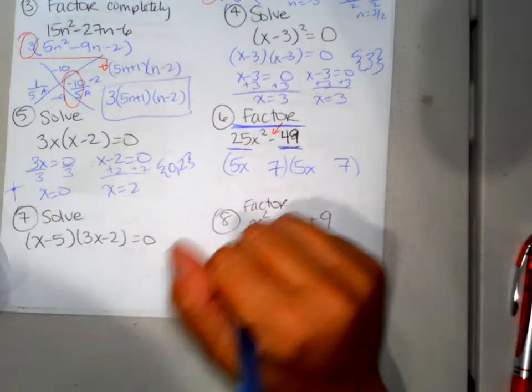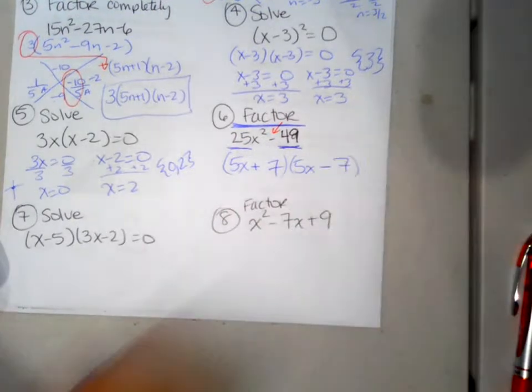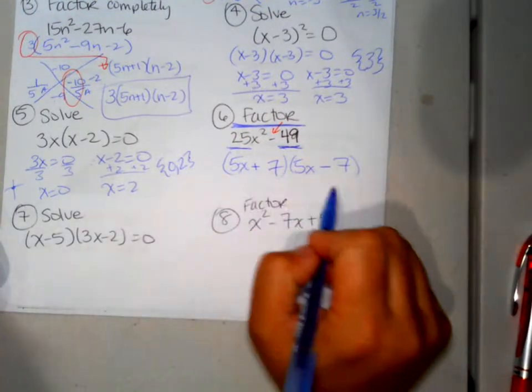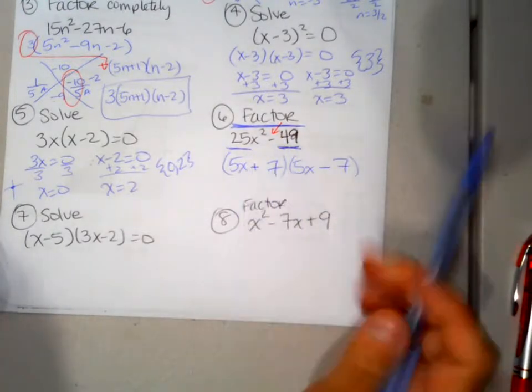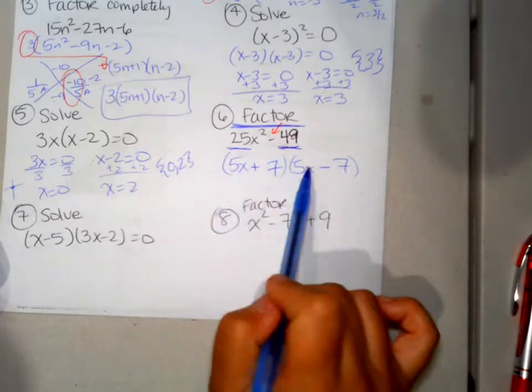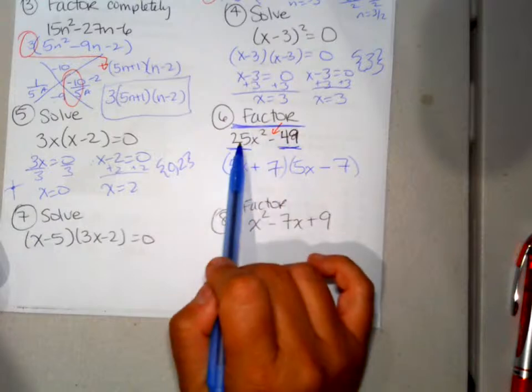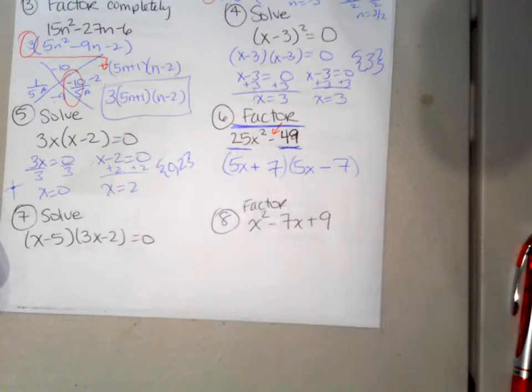And the cool thing about a difference of 2 squares is that you just know that one is plus, one is minus. Again, if you're not sure, FOIL it out and check it. You guys will come back with this answer. If you do something wrong here, like if you were to write 5x minus 7, 5x minus 7, and FOILed it out, you would not get that. So you have an opportunity to check your work all the time with these. Okay?